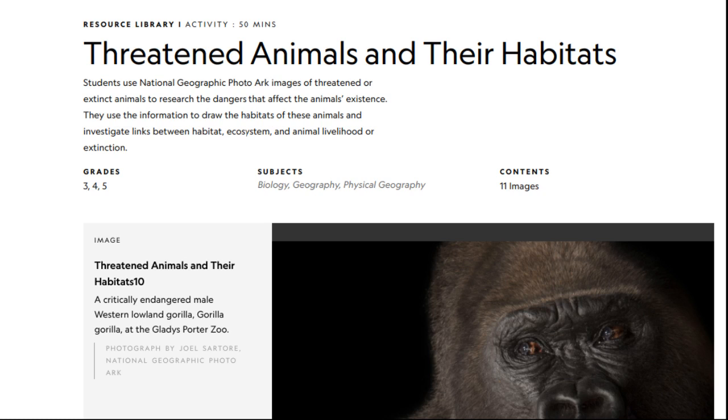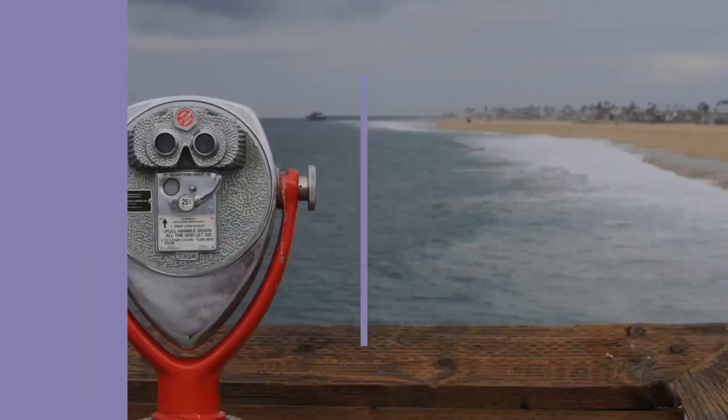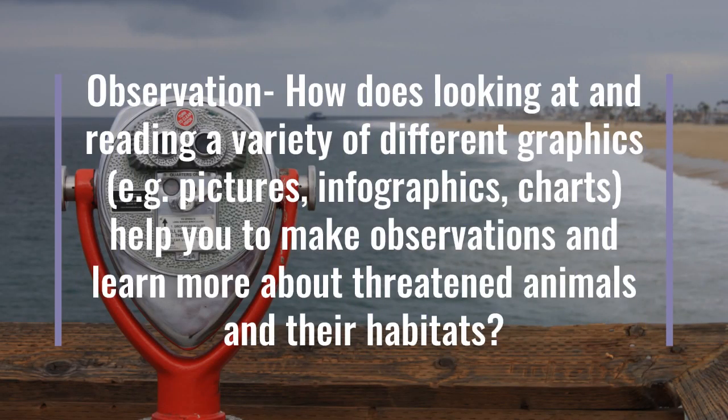The class had been previously engaged in an inquiry based on Canada's landform regions, and we were looking into the animals that lived in the regions. Their prior knowledge of the natural world helped them to engage. We used the learning framework to create guiding questions for our inquiry.